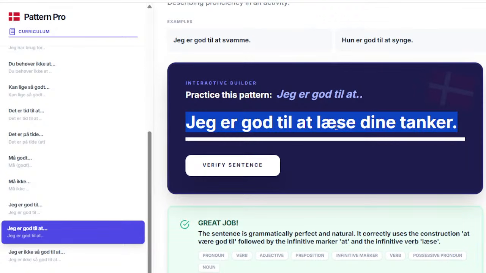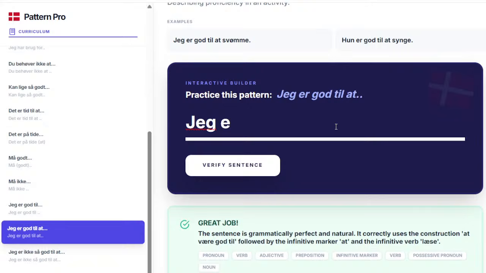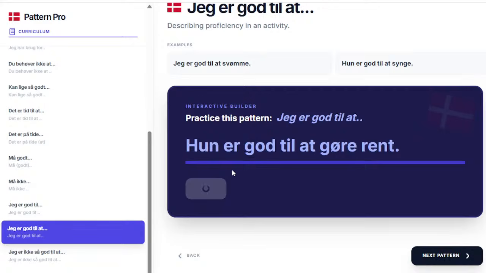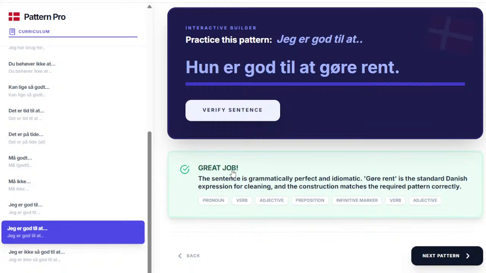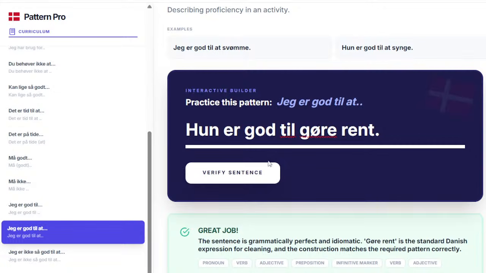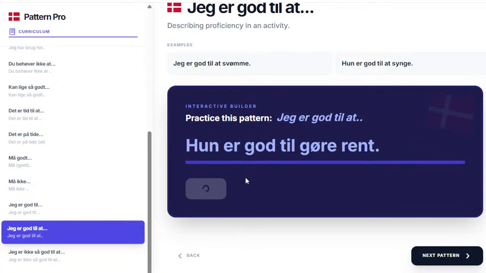Hun er god til at gøre rent. It's almost kind of condescending. Oh well. Hun er god til at gøre rent. Which of course means she is good at cleaning. Yeah, some people are good at that. At gøre rent. Then what if I took out this? What would happen?